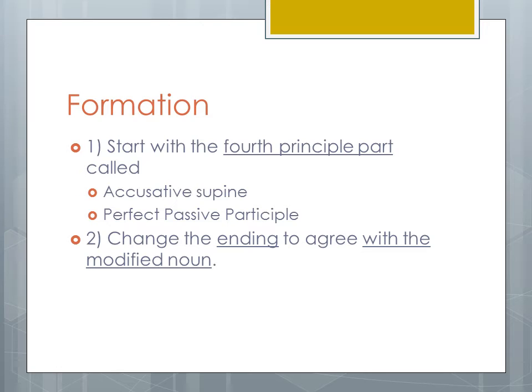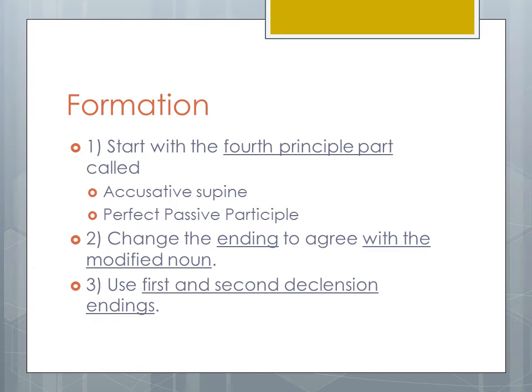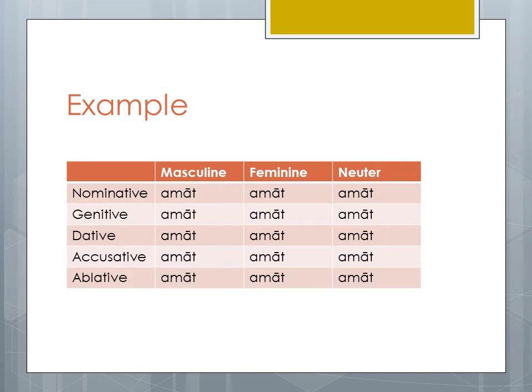Now when we're working with the perfect passive participle, we're going to want to make sure that we are using first and second declension endings. Now let's look at an example. Say we have the verb amo. Amo, amare, amavi, amatum, meaning to love. We would begin by taking the fourth principal part of this verb, which is amatum. Our stem will be formed by removing that um. So if we were to fill out a chart in the singular, we would start by simply taking the fourth principal part and removing the letters um.